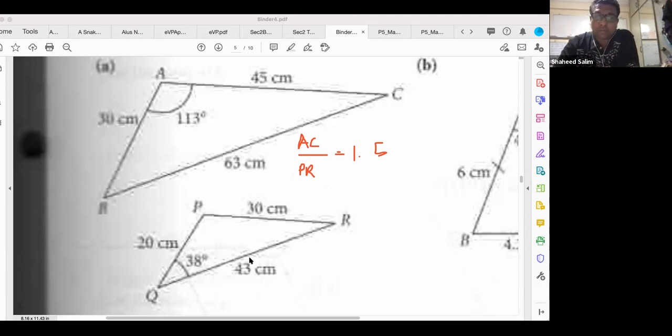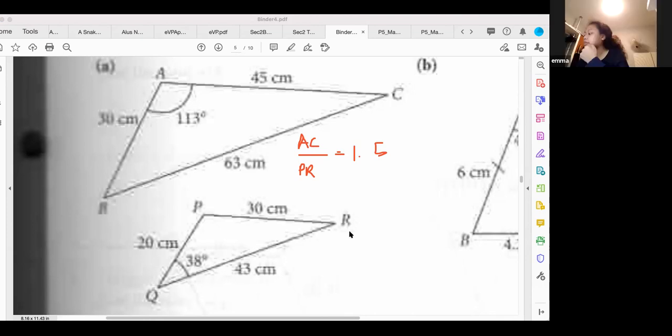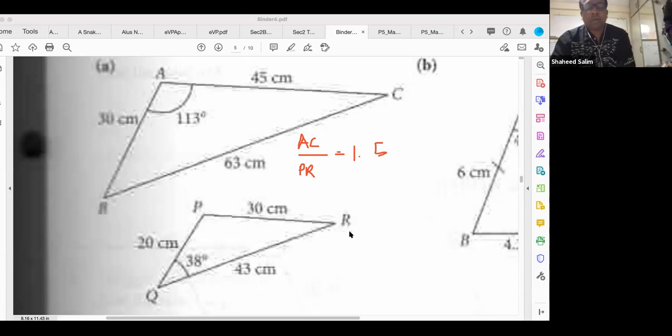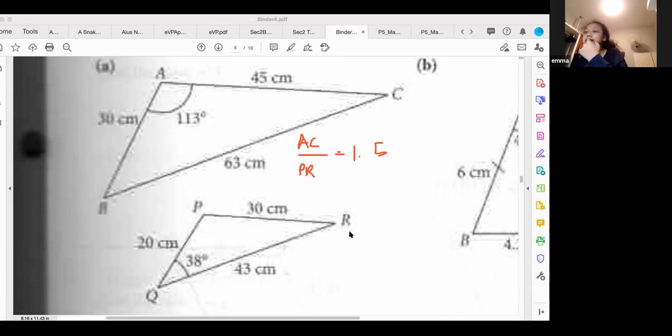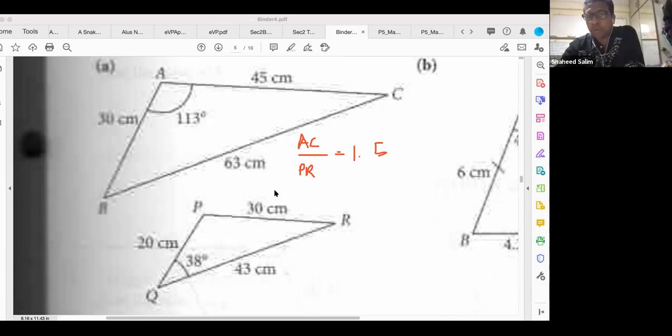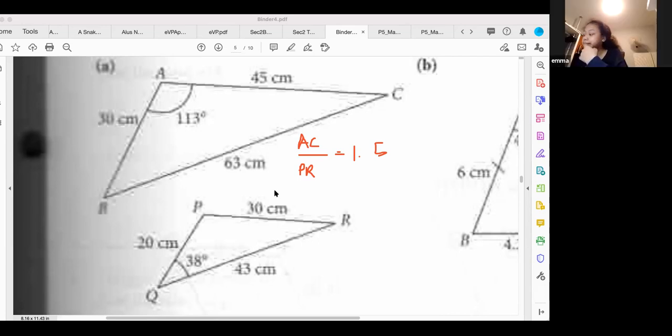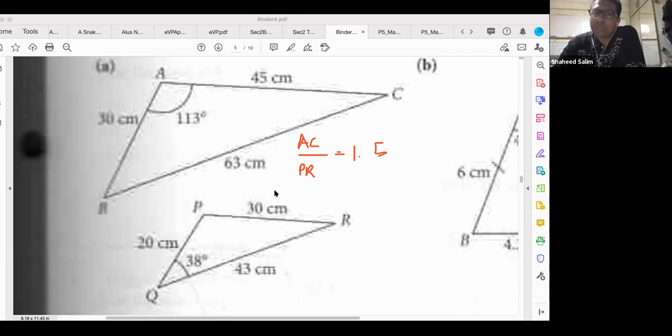Next one, BC divided by QR. It's a very long decimal. Okay, so that means it's not the same. This is not similar. Proven not similar. Why? The ratio got to be the same for all corresponding sides. If the polygon got 20 sides, you can test all 20 of them. So long as one is out, that's it. Don't need to do the rest.